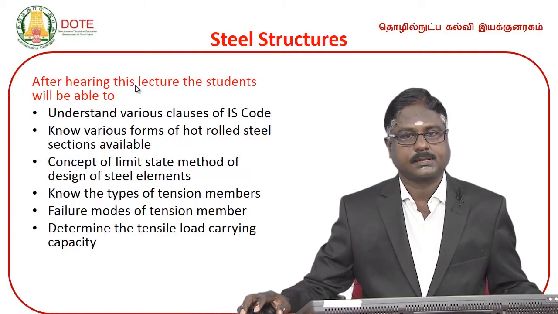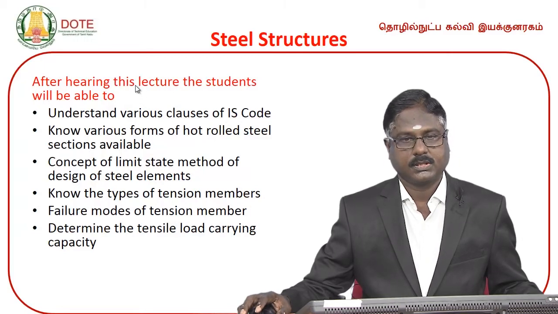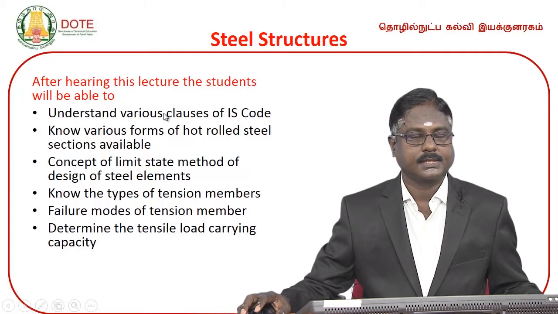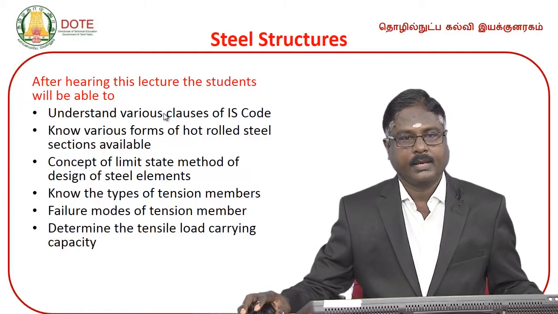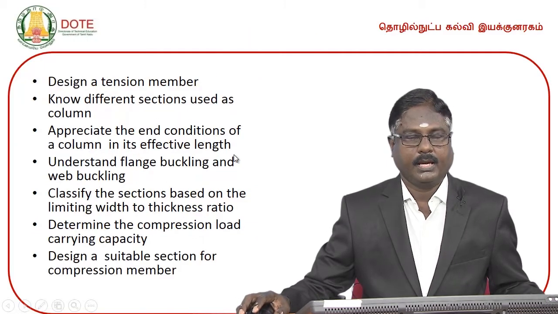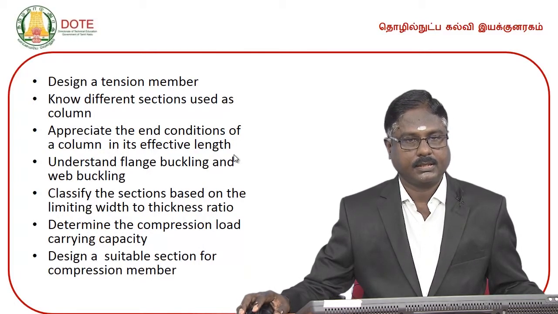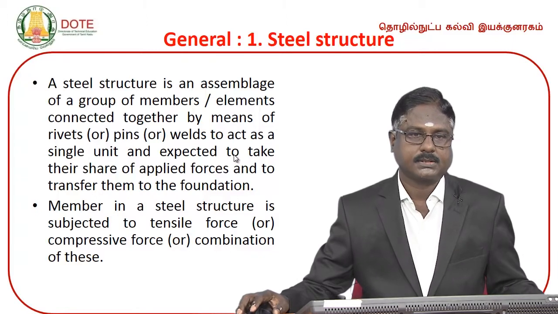So, in that context this portion of content is introduced in unit 5, and after the completion of this lecture the students will be able to understand the various classes of IS code. Here I want to mention the IS code which pertains to steel structure, IS 800-2007, which works on limit state method. And after the completion of this subject, the viewer will be able to know the various forms of hot rolled sections available in the market as far as India is concerned, and will be able to know the concept of limit state method of design of steel elements, and can design a tension member, a compression member, a beam member, and at last also design the welded connections.